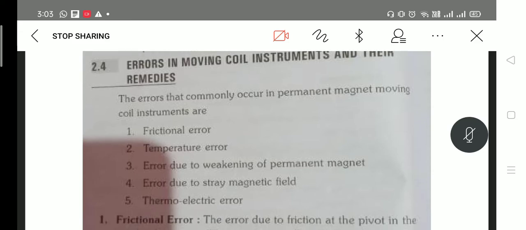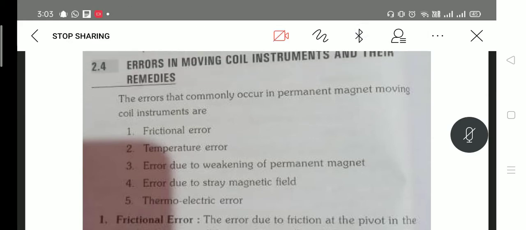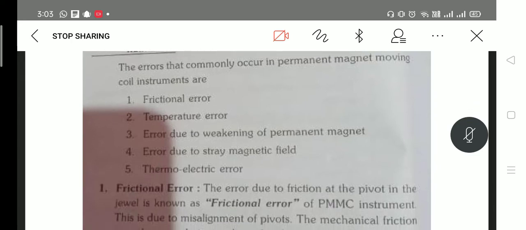Here, 5 types of errors are there in this moving coil instrument: frictional error, temperature error, error due to weakening of permanent magnet, error due to stray magnetic field, and thermoelectric error. We can discuss each error clearly. Okay.